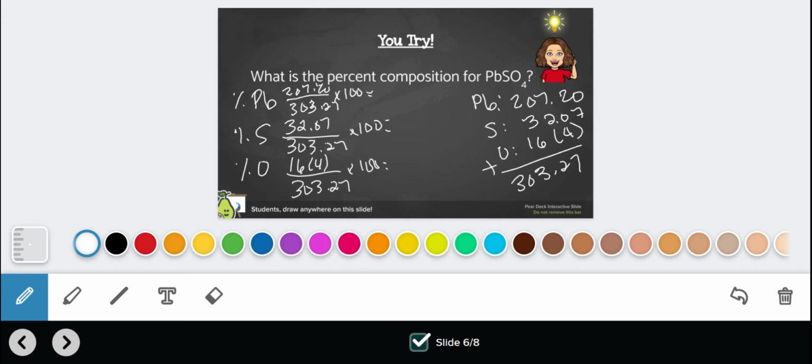Right, and we get the first one, 68.32%. For the second one, we get 10.57%. And for the last one, we get 21.10%. And of course, you can check yourself by adding all of them together, and you can determine that they should all add to 100. Again, we rounded, so if it comes out to 99.98, that's fine.